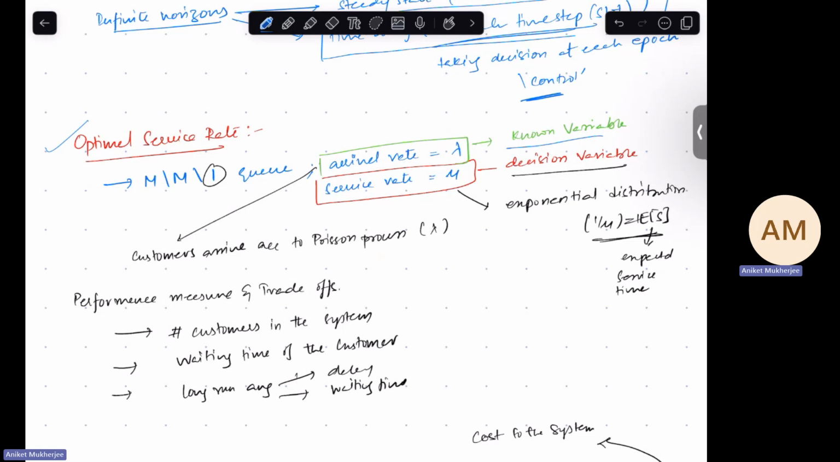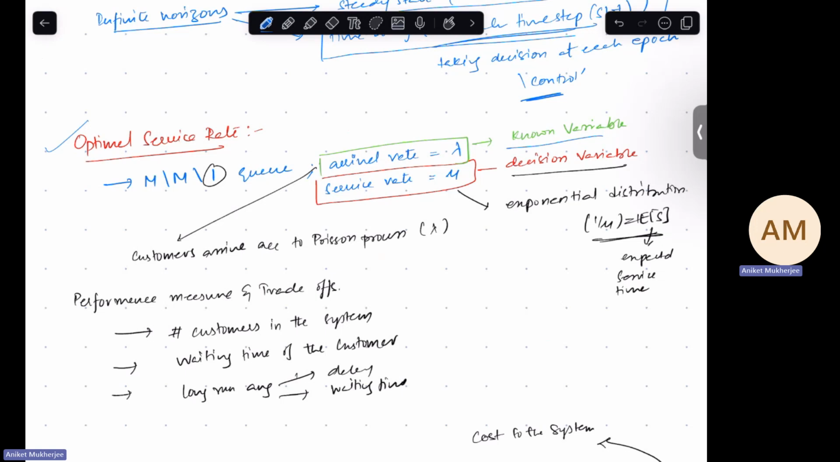The decision variable is service rate. At what rate do you need to serve? So basically, what that means is, what is the random variable? What I need to find is the parameter of the random variable, which is distributed exponentially, that I know. I need to find the parameter mu such that some cost function is optimized.